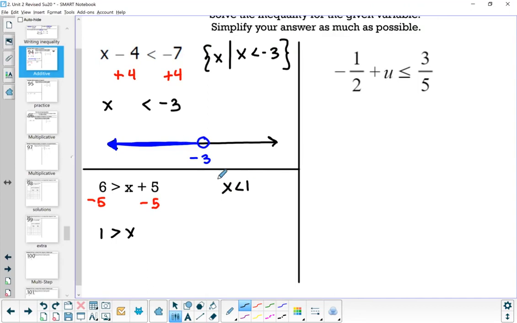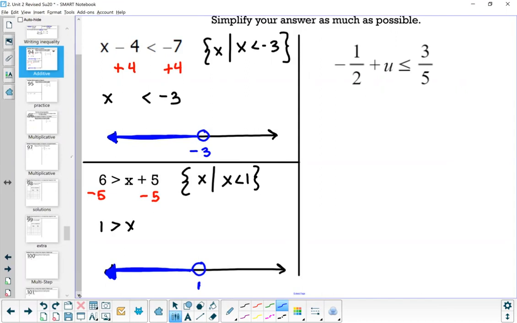Now set notation. There we go. The set of all x such that x is less than 1. My graph: open circle at 1. Open circle, 1. And I said x is less than, so I'm going down.